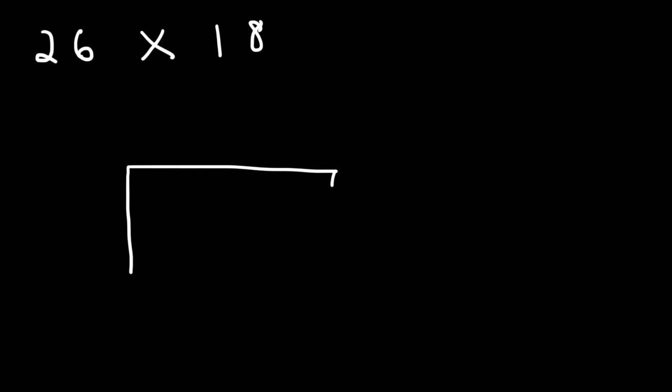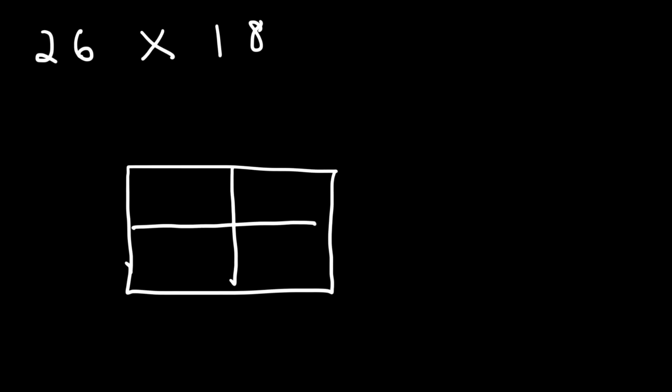Now let's try a harder example. Let's say we wish to multiply 26 by 18. How can we do so using the area model multiplication? What type of shape do we need to draw? So this time, we need four boxes instead of two. So you got to break it up like this. 26, we can write that as 20 plus 6. And 18, we can express it as 10 plus 8.